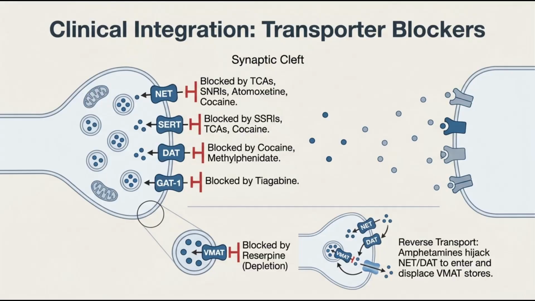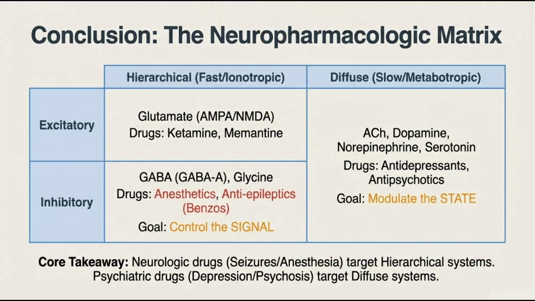Finally, slide 15, the conclusion. The neuropharmacologic matrix. This is the big picture. This is where we synthesize everything we've talked about for the last hour. We can divide the central nervous system's chemical signaling into a 2x2 matrix. On one axis, you have hierarchical versus diffuse. And on the other axis, you have excitatory versus inhibitory. Exactly. So let's take the hierarchical systems, glutamate and GABA. Their job is to determine what happens. They transmit the specific data, the yes or no.